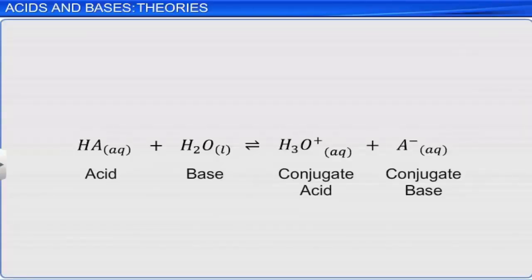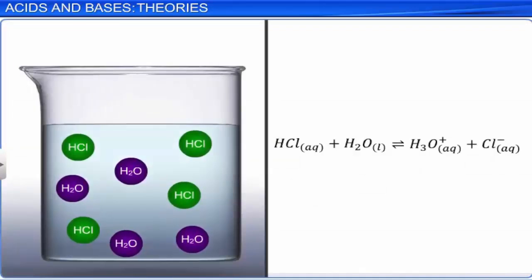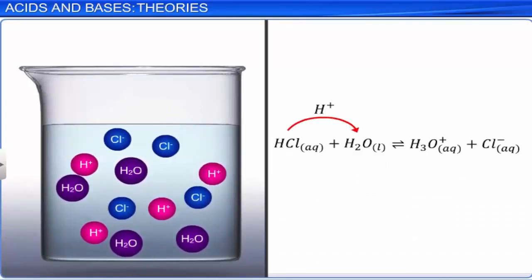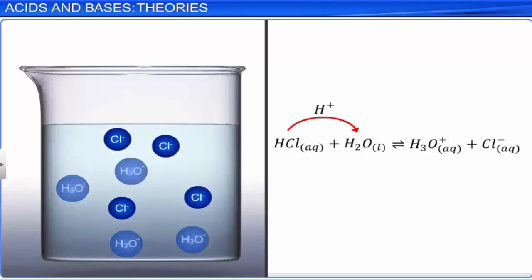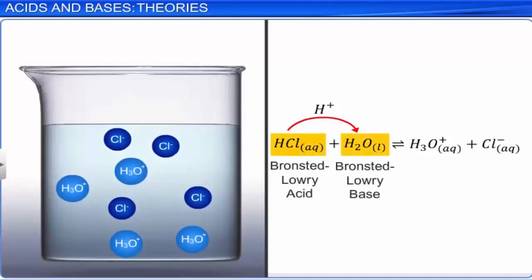In the generic example that we saw just now, H3O+ is the conjugate acid of the base H2O, and A- is the conjugate base of the acid HA. Now, in the ionization of HCl in water, HCl acts as a proton donor and water acts as a proton acceptor. Hence, HCl and water are called Bronsted-Lowry acid and base, respectively.